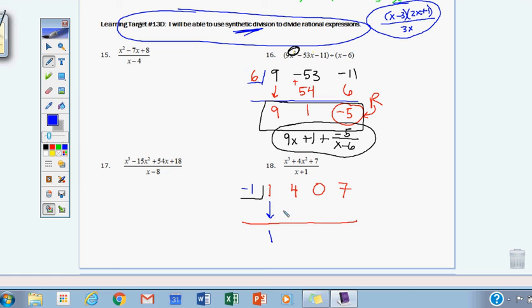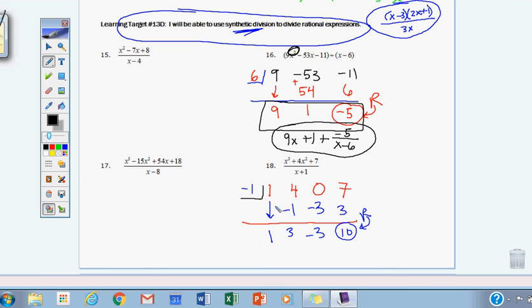1 times negative 1 is negative 1. Adding down, we get a 3. 3 times negative 1 is a negative 3. Adding down, we get a negative 3. Multiplying back, we get a positive 3. And adding down, we get a 10. Circle it. What's that called? You said it. Remainder.